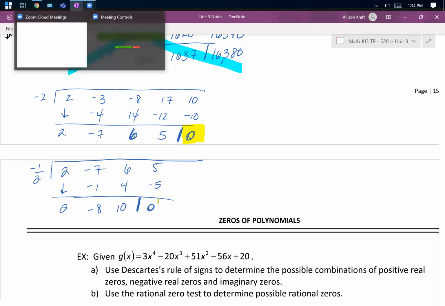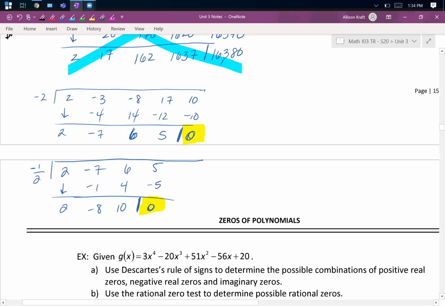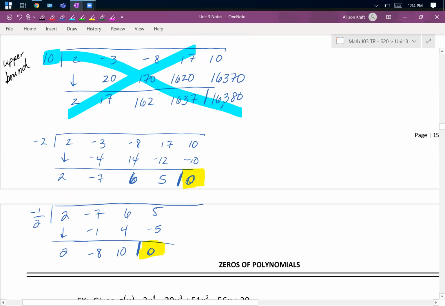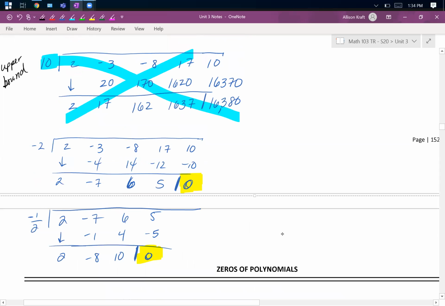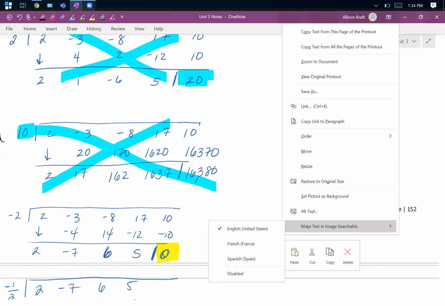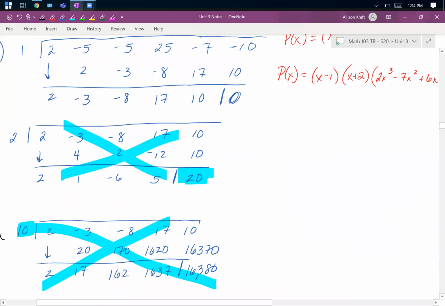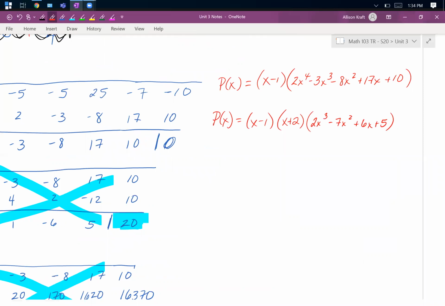We've got another remainder of 0, so that means that I have another factor. -1/2 is my 0. So x plus 1/2 is my factor.